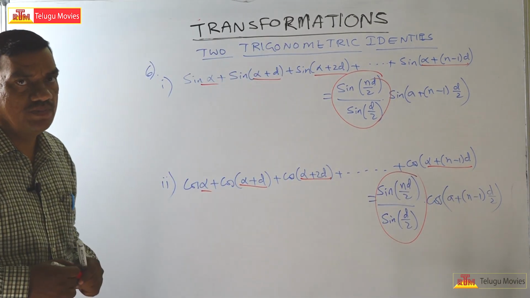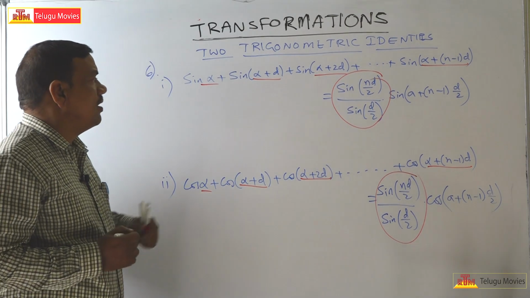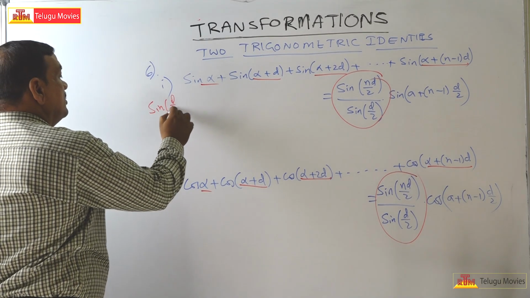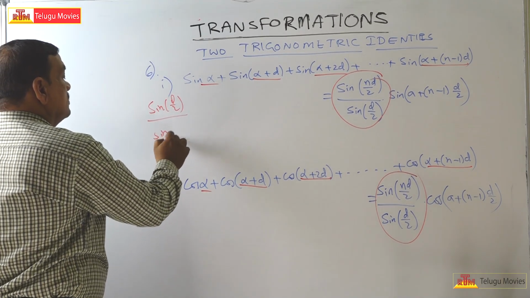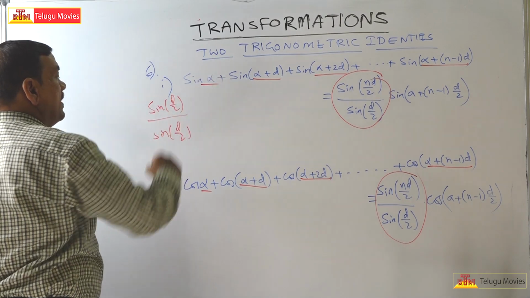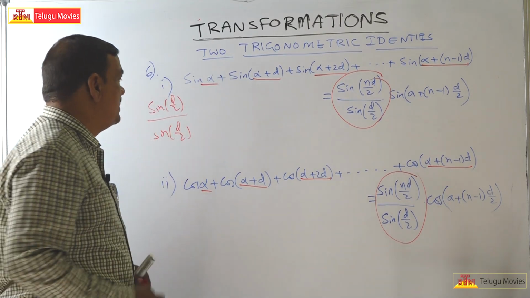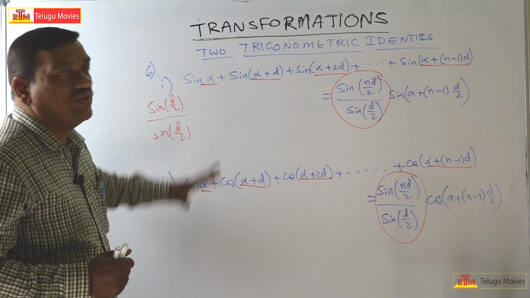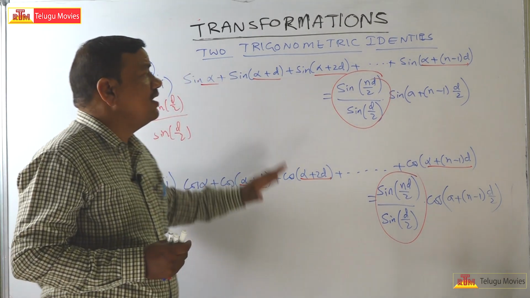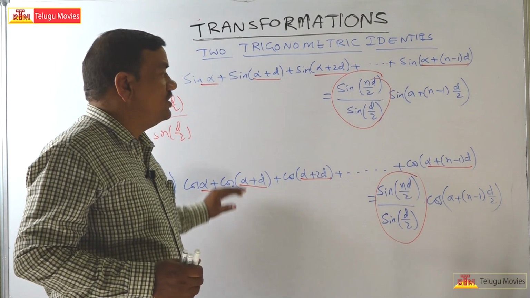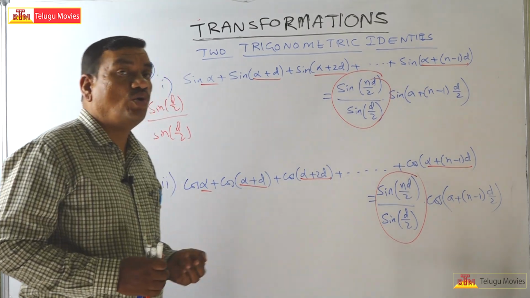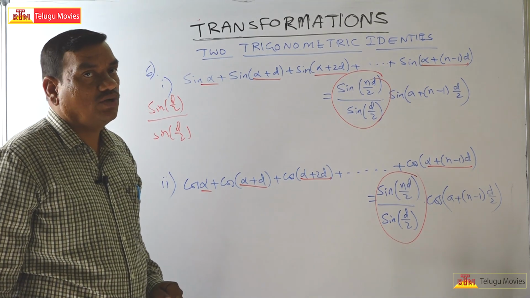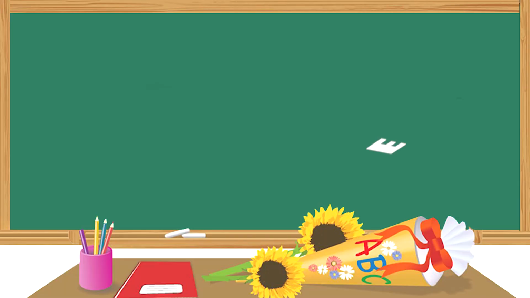Then how to prove this? The proof is to multiply the numerator and denominator with sin d by 2 upon sin d by 2. Then you multiply and use sin c plus sin d, and multiply with 2, and you will get the proof. The proof is somewhat lengthy, but remember these results. So note down these results. Using these results, we have a good number of problems. Okay, I hope that you understand this result. Let us go for next problem.